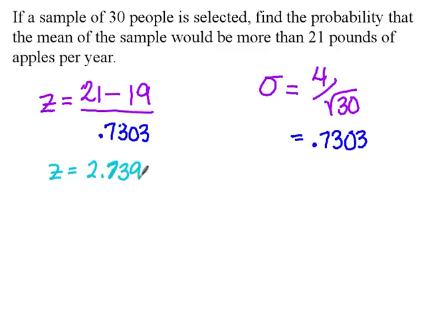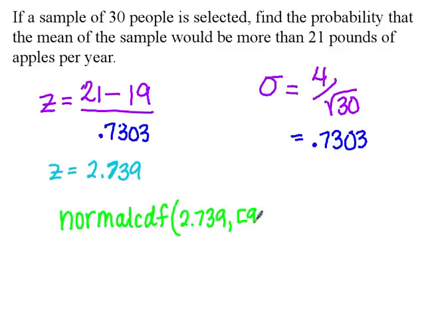2.739. Okay, so I'm going to go ahead and do normal CDF on this one. Since it says more than, you're going to do normal CDF, 2.739 E99. What do you get? Okay. So yeah, not very much. So the sample affects a big chunk.